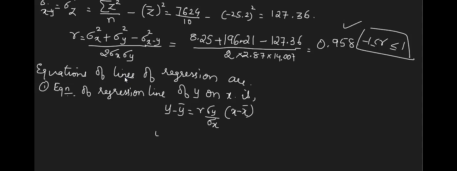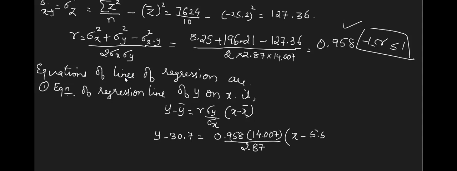Substitute the values. What is y? Y is y. If you substitute it, it doesn't become an equation. What is y bar for this problem? 30.7. So 30.7 is equal to the r value, 0.958, into sigma y, 14.007, divided by sigma x, which is 2.87, into x minus x bar. What is x bar? 5.5.